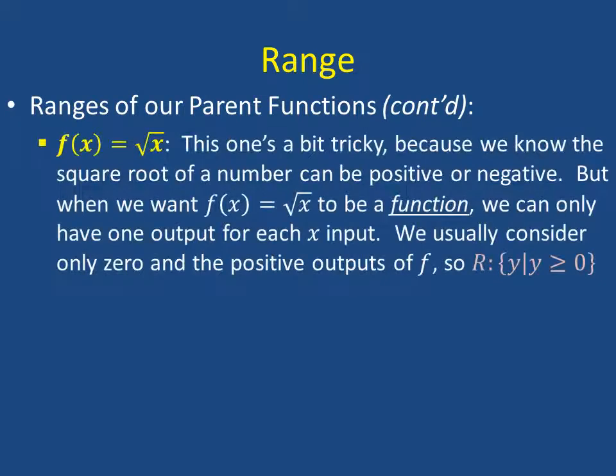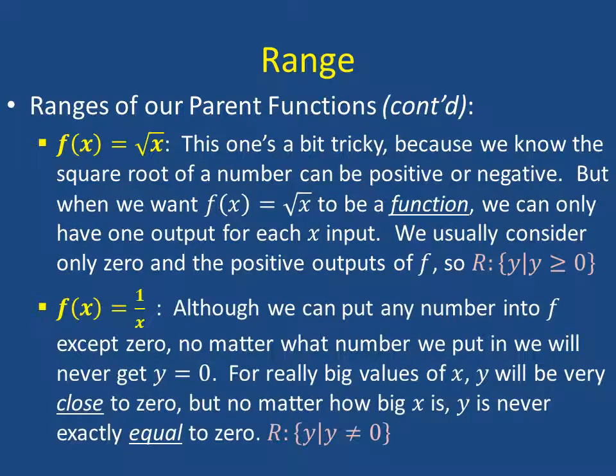Now the square root function is a little tricky because we know we can take the square root of a positive number and get both a positive and a negative number. Square root of 25 is both positive 5 and negative 5. But when we want f of x equals square root of x to be a function, we can only have one output for each x input. That's what a function is. So usually we consider only 0 and the positive outputs of f, and we say that the range of the square root function is y greater than or equal to 0.